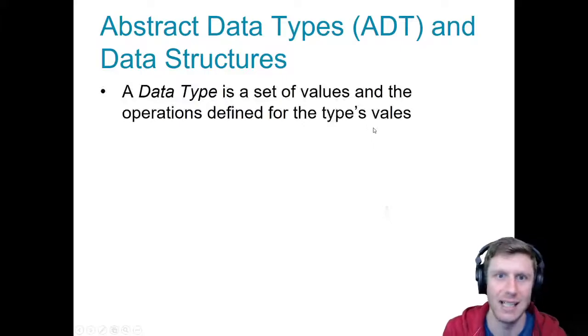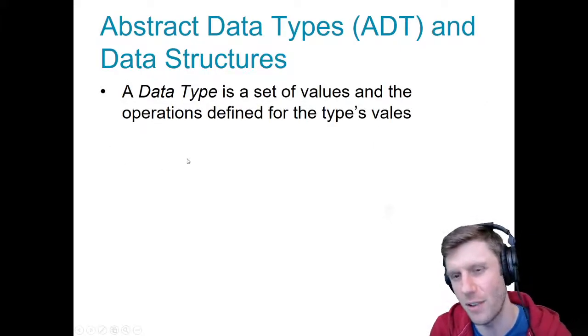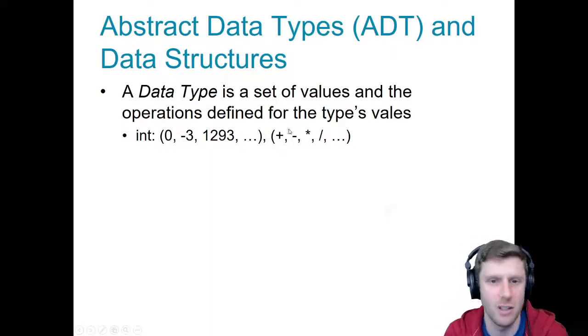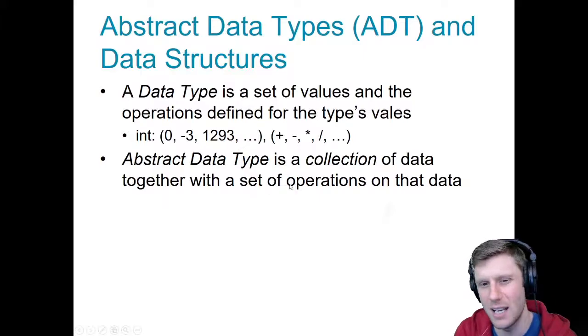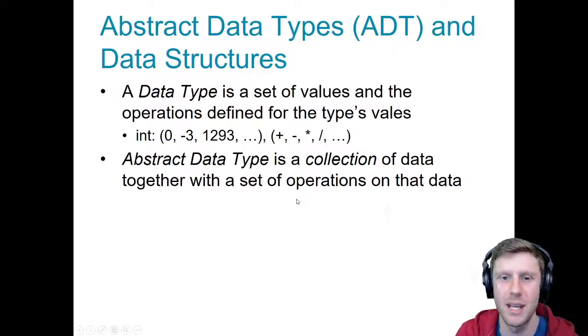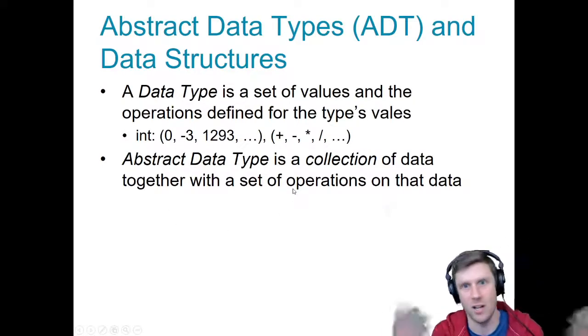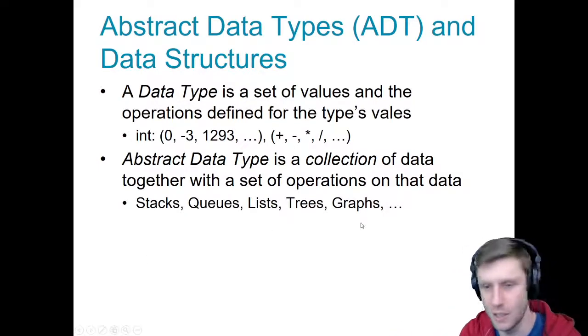ADT, abstract data type. It's a set of values and the operations defined for that type's values. So integers, operators, right? Data types, that's like your integers, okay? And what you can do with integers. Abstract data types, that's when we have a collection of data. It's our collections. Stacks, queues, lists, trees, graphs.